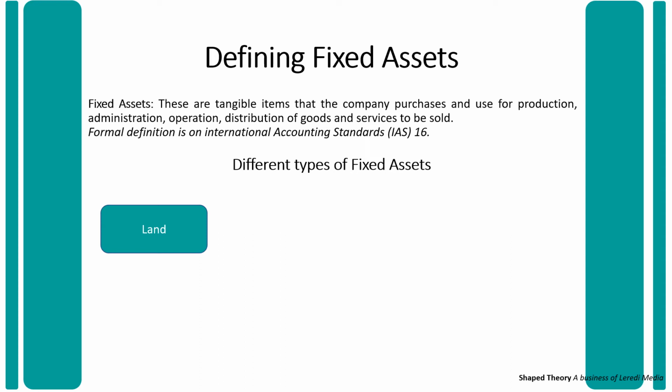The first example that we're looking at is land. In most cases, when a business purchases land, it will purchase the land to operate in that particular land. So in the definition above, it will form part of operations.